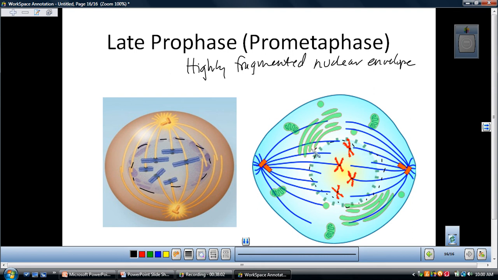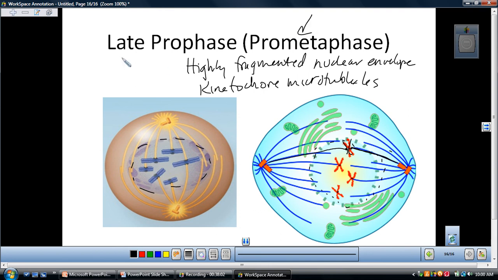So that high fragmentation allows the kinetochore microtubules to now get inside of this nuclear envelope and try to make an attachment to the kinetochore. So you can see this one right here, this kinetochore microtubule is attaching there. It doesn't have the one attaching yet, but maybe this one, as it gets longer, will come in and grab onto this side. So eventually your sister chromatid should be attached by those kinetochore microtubules.